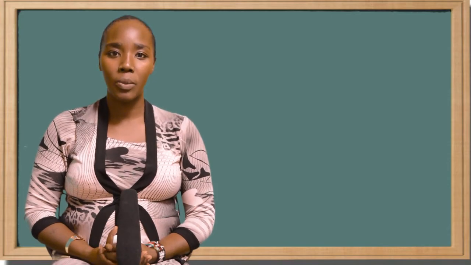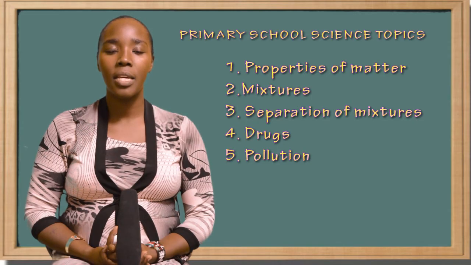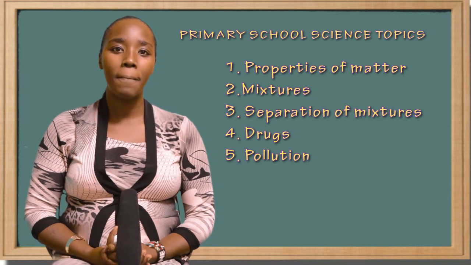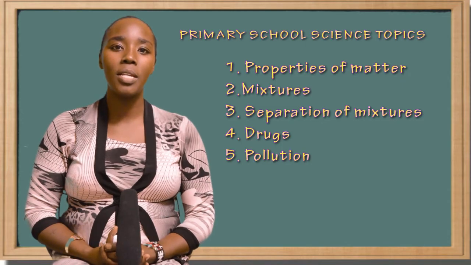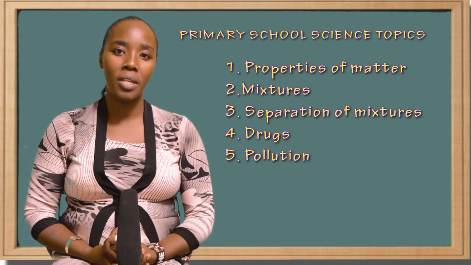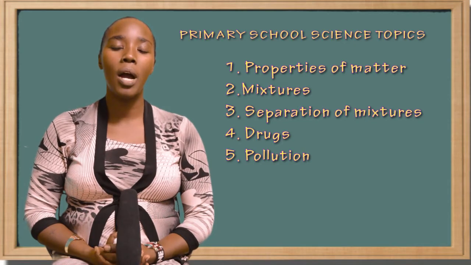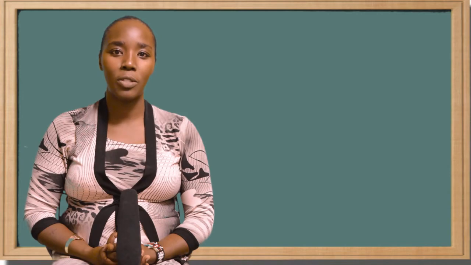Back in our primary school work in science, we learned a number of topics, that is 1, properties of matter, 2, mixtures, 3, separation of mixtures, 4, drugs, and 5, pollution. Those are some of the topics that we looked at, and once now we come into the secondary chemistry, we are going to have a review of what we learned. We start with the first one.